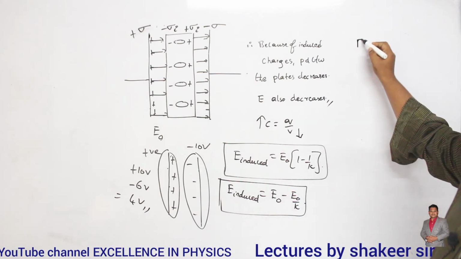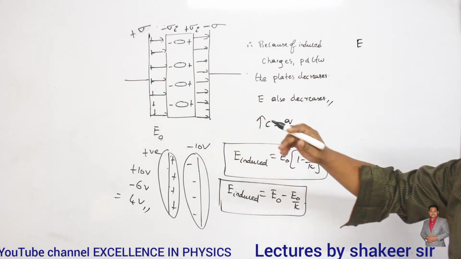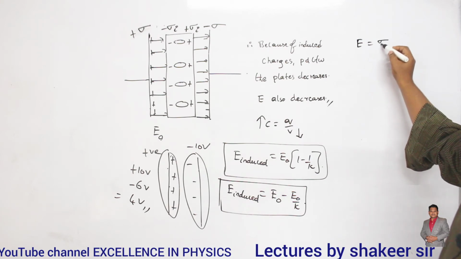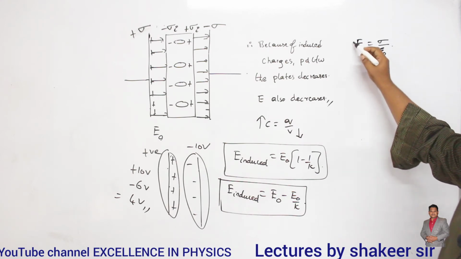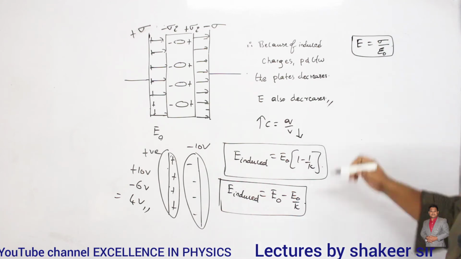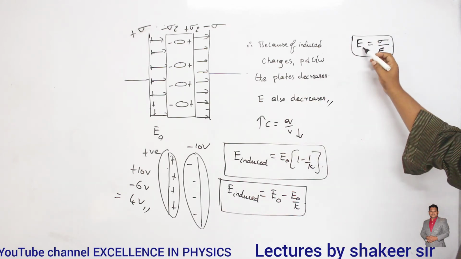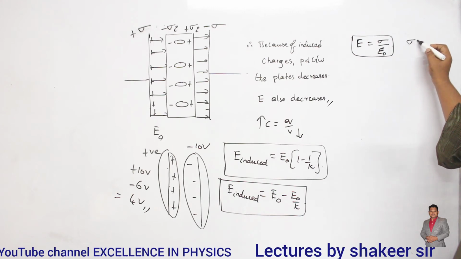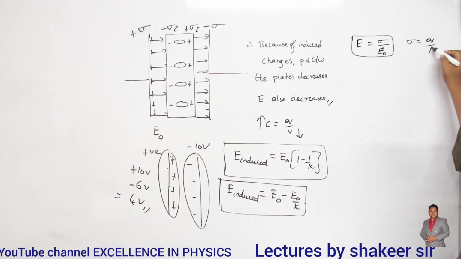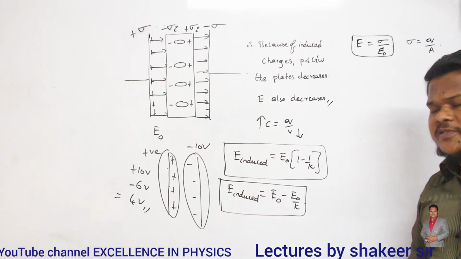Sima, what is the formula for electric field inside the plates of a capacitor? Electric field inside the plates of a capacitor is sigma by epsilon naught only, no? In Gauss law we have studied this. Do you remember? E is equal to sigma by epsilon naught, where sigma is equal to charge per unit area. Q per unit area is called sigma, which is called the surface charge density.